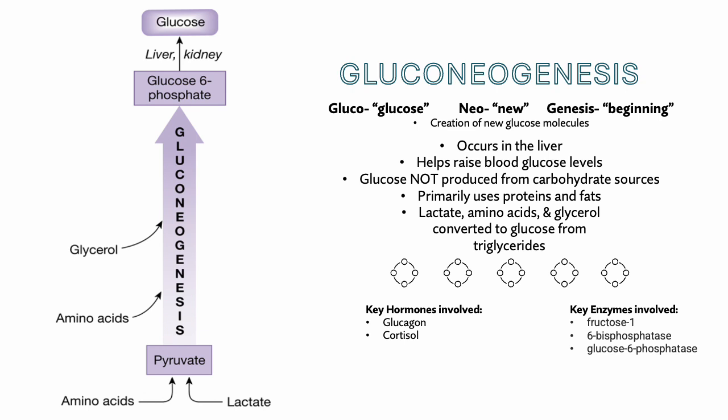Gluconeogenesis happens in the liver during fasting, low-carb diets, or during periods of starvation to maintain glucose levels when the body has to utilize non-carbohydrate sources of energy.